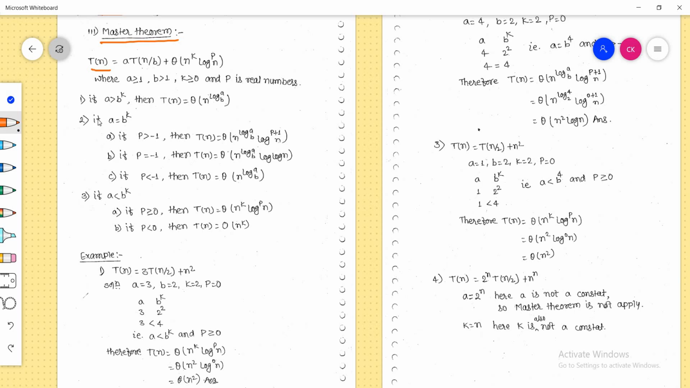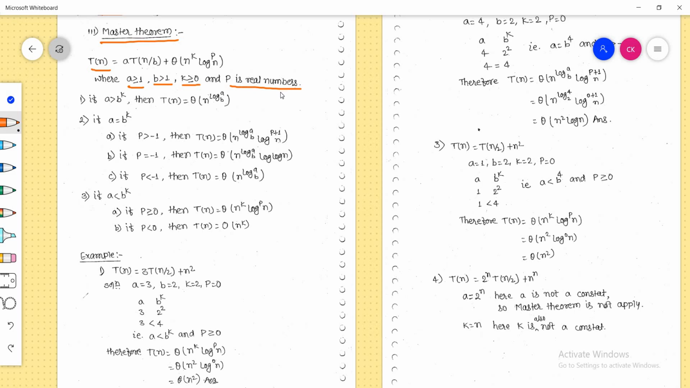So you have to remember these conditions and their results a little bit. Okay, so let's discuss the master theorem. If any function T(n) is in the form of aT(n/b) + Θ(n^k log^p n), where a is greater than or equal to 1, b is greater than 1, k is greater than or equal to 0, and p is some real number.